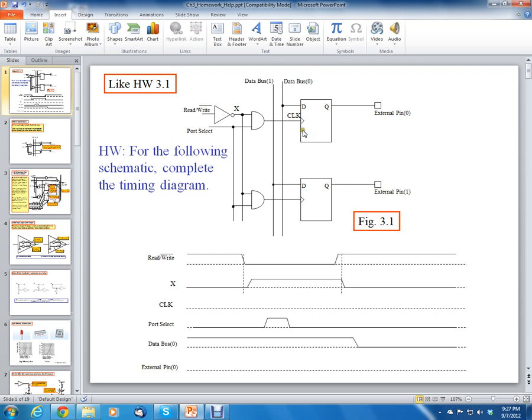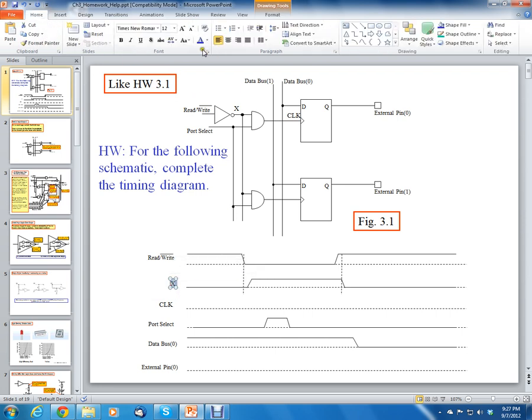So we know that the clock signal is just an AND gate off of X and port select. So let's look at X. Let's highlight those if we can. Let's have X and port select. We'll just color those red for right now. So we're going to be looking at X and port select. Now clock is just simply the AND of those two signals. AND means they both have to be high in order for this clock to be high.